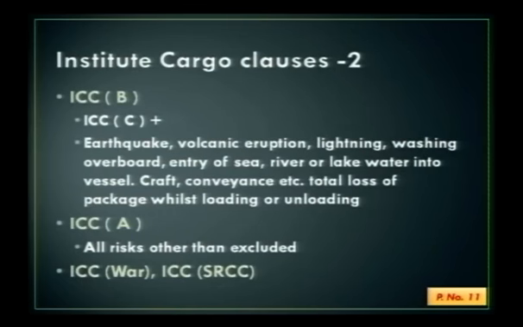The widest cover is ICC-A. It covers all perils other than excluded. So normally everyone talks of it as an all-risk policy. But as I told you earlier, all risk does not mean all risk. It means risk other than excluded. In addition, there is an additional cover, ICC War, because we are talking of crossing oceans, crossing countries. A cargo may be affected by war, and a cargo may be affected by SRCC, strikes, riots, civil commotion. So these are two add-ons available under cargo insurance for export-import trade.